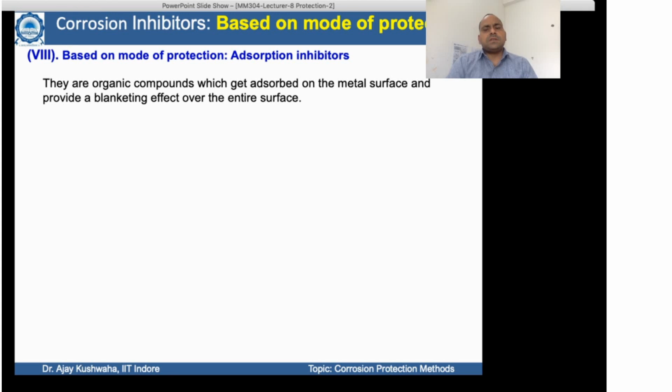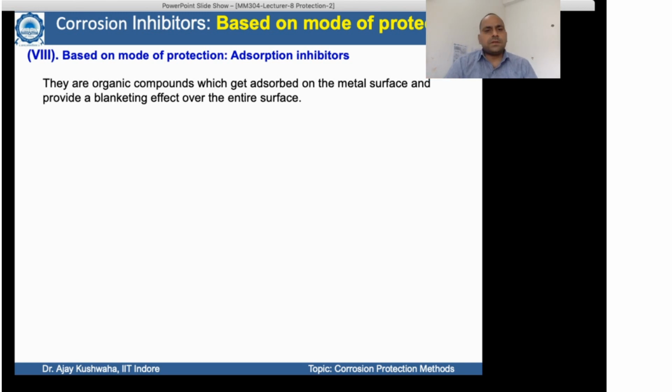Next one we can say is adsorption inhibitors. They are organic compounds which get adsorbed on the metal surface and provide a blanketing effect over the entire surface. It again looks like the same as what we talked about previously, but basically the category is different. The first was based on the environment. The first one was based on the anodic, cathodic and mixed reaction, like what reaction we are going to start. Second was what kind of medium is there, and the third one is how they are going to work, so basically based on the protection method.